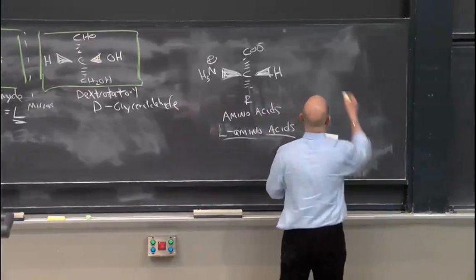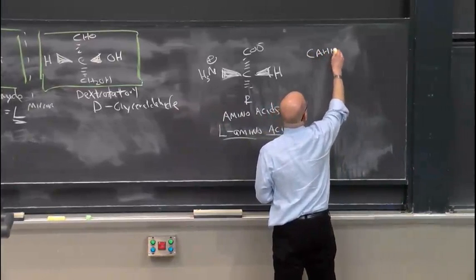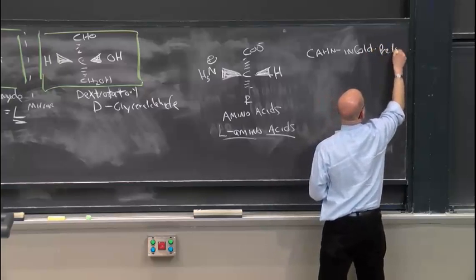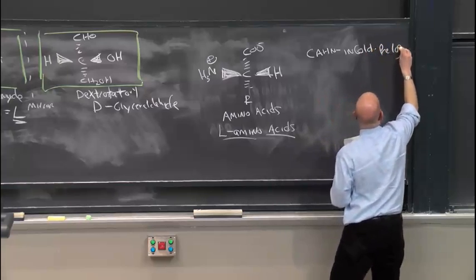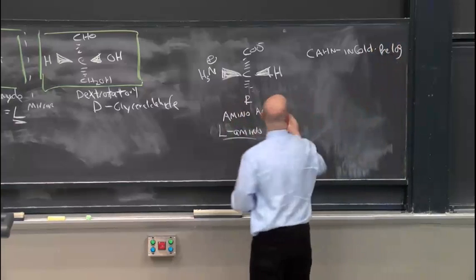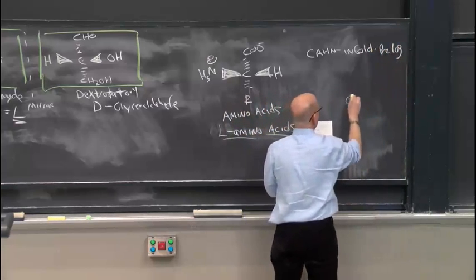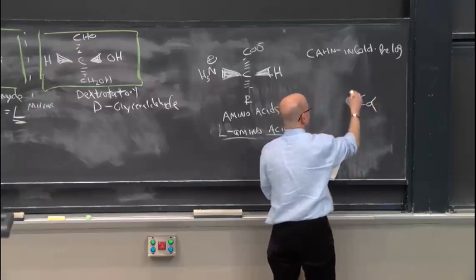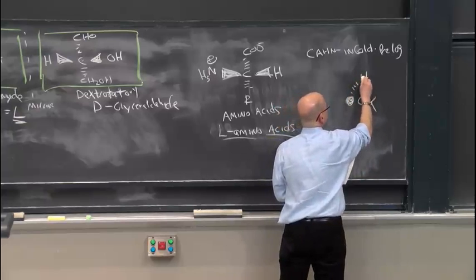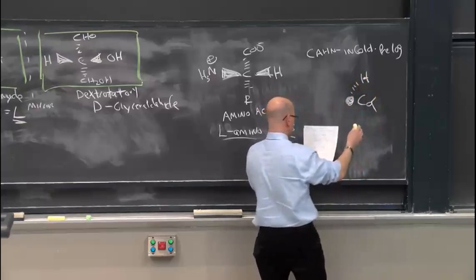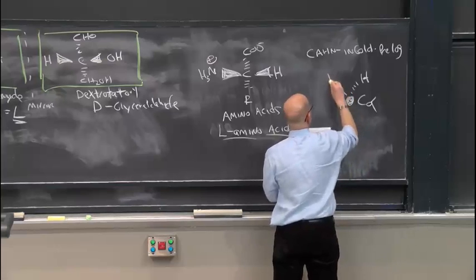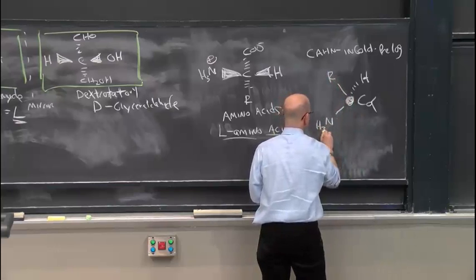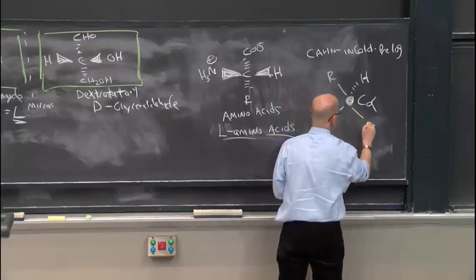As you may remember, Cahn, Ingold, and Prelog, great chemists, decided that there was enough of this L and D stuff that didn't make any sense. Let's come up with an absolute configuration. So if we put our alpha carbon here, the way you do this is you put your smallest substituent in the back. And then you have a steering wheel of the other substituents. You have your R group sitting here, your amino group sitting here, and your carboxyl group sitting here.